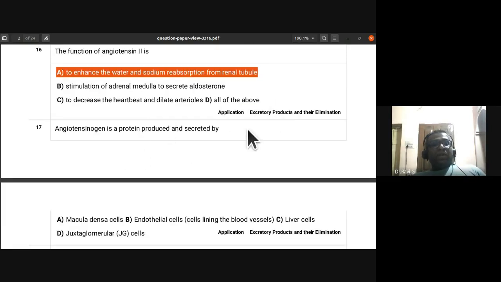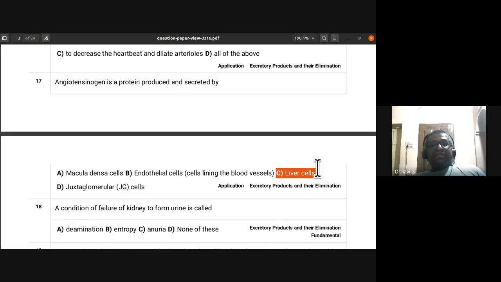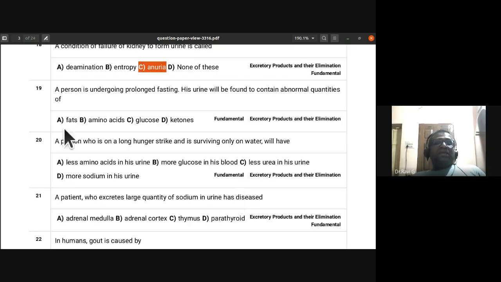Angiotensinogen is a protein produced and secreted by liver cells. See, renin is secreted by juxtaglomerular cells. So angiotensinogen is a protein produced and secreted by liver cells. A condition of failure of the kidney to form urine is called anuria. So the condition of failure to form urine, we call it anuria.